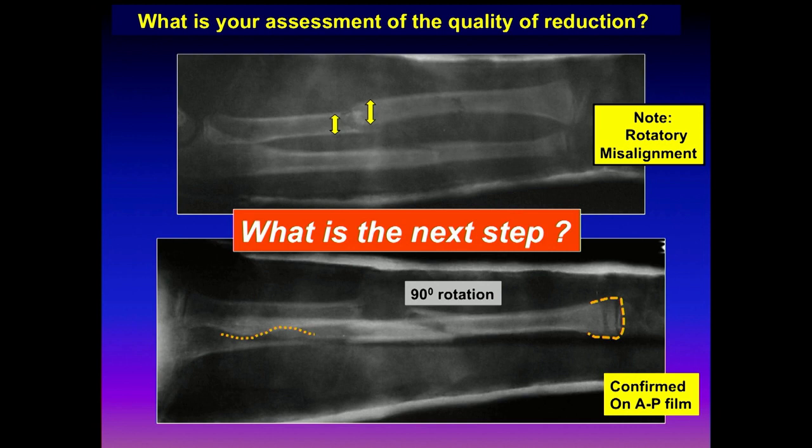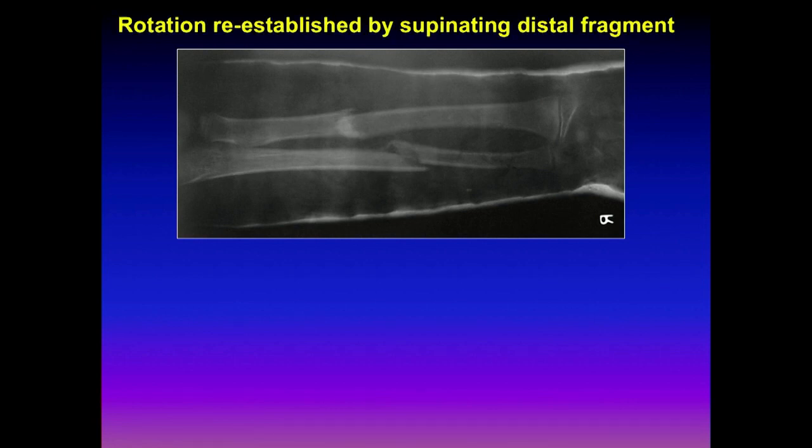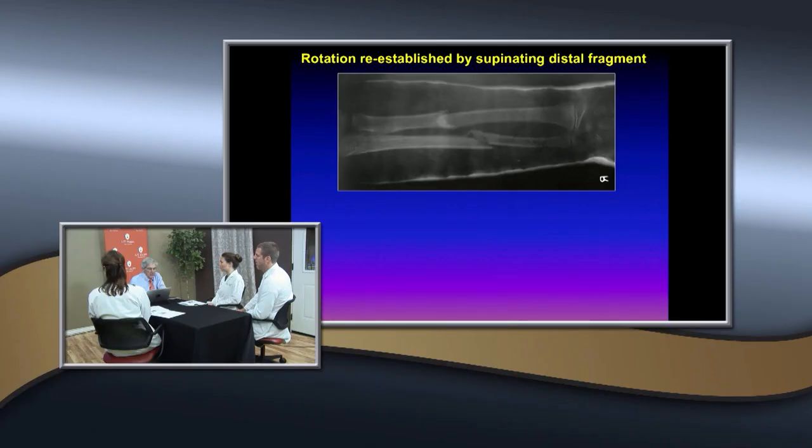Yeah, and so mainly, what are you reducing? Just the rotation. So it comes back now. What's your assessment now? I would say that the rotation's been reestablished. That's right, and so the angular alignment is good.